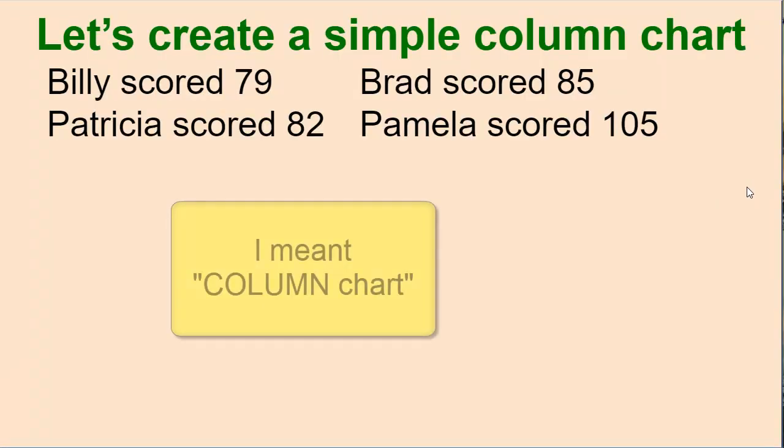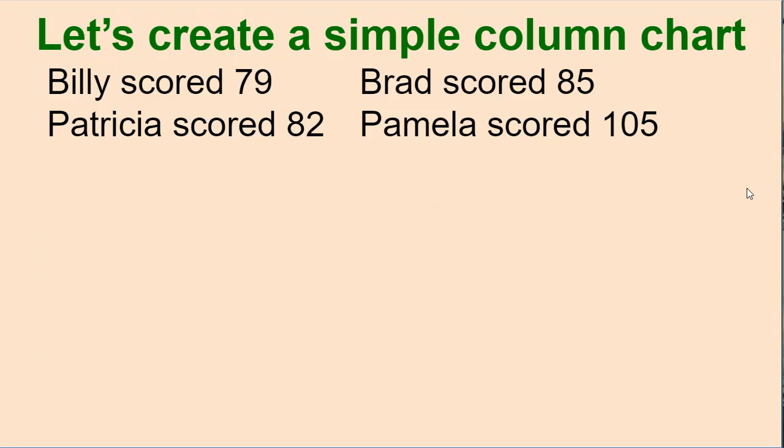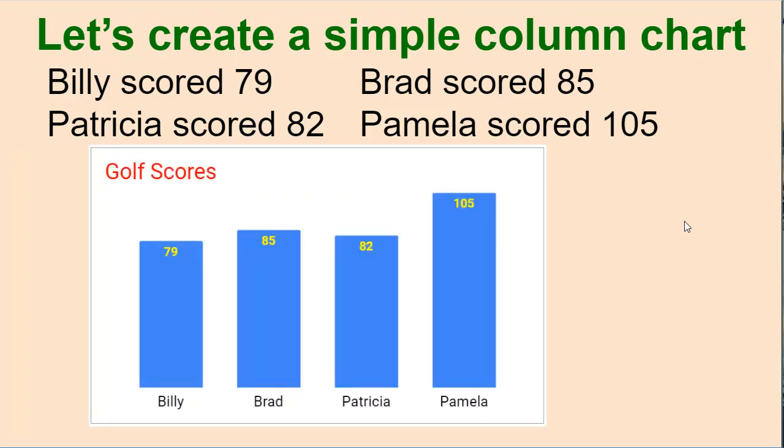We're going to make this simple pie chart. Billy scored 79, Brad 85, Patricia 82, Pamela, she got 105. So, of course, Billy won because they're playing golf. So we're going to make a column chart that looks like this. Let's look it over really quick. It's got a title that's red. It's got data labels that are yellow.